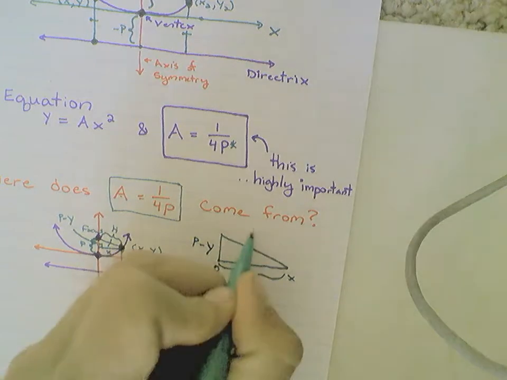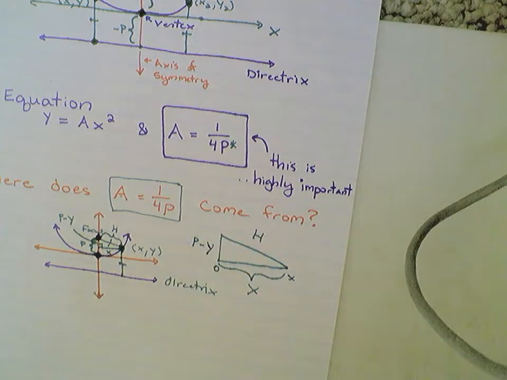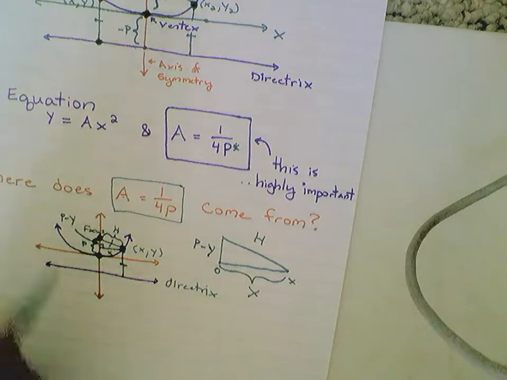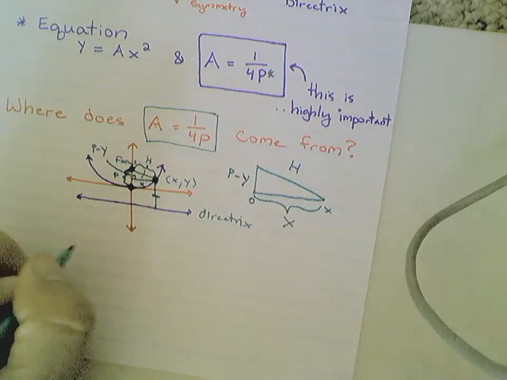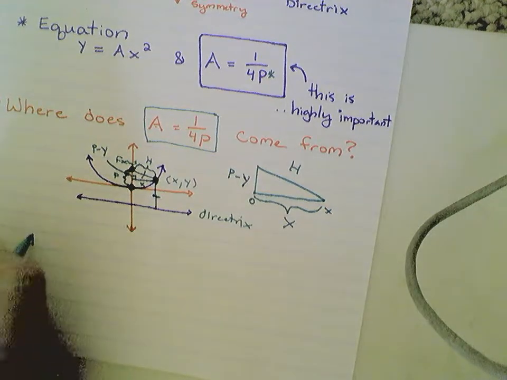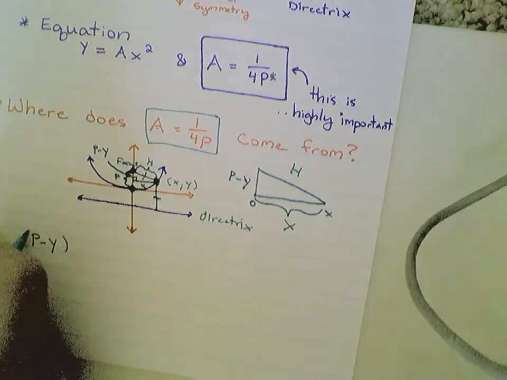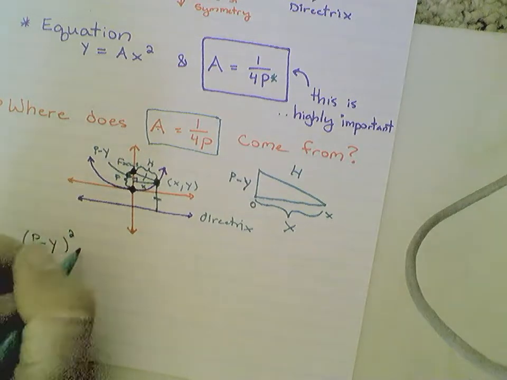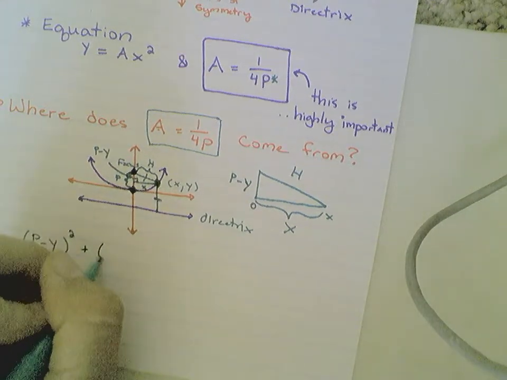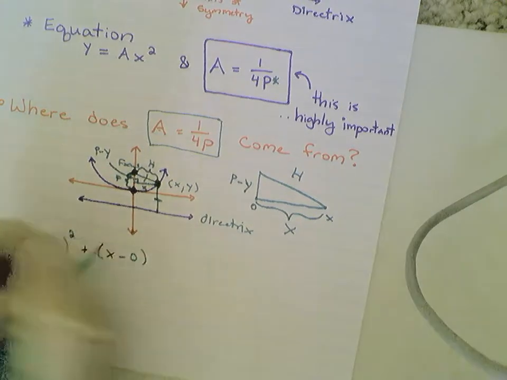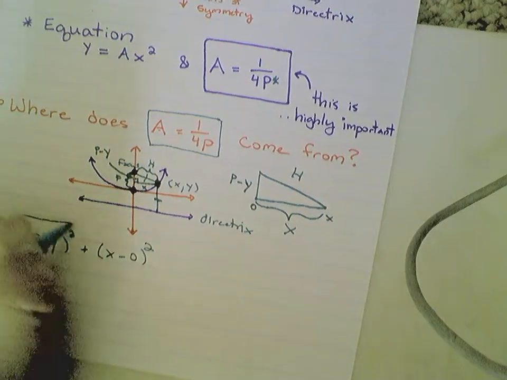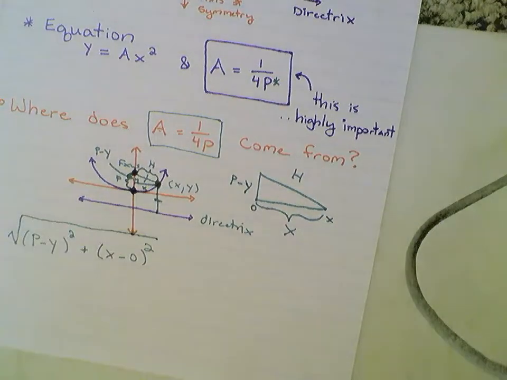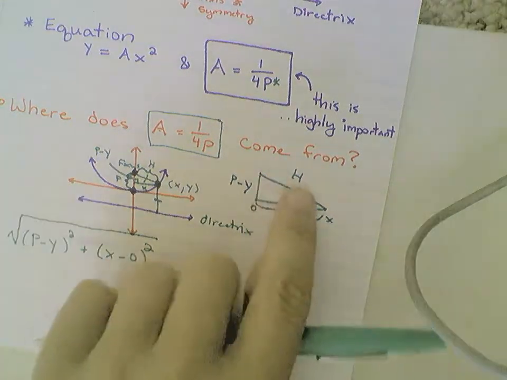Now, to find h, we just use the Pythagorean theorem. If I take p minus y, squared, and add that to x minus 0, squared, and take the square root of that, it has to be equal to h. So this equation will give me h.